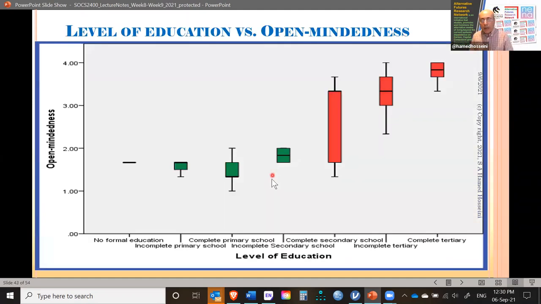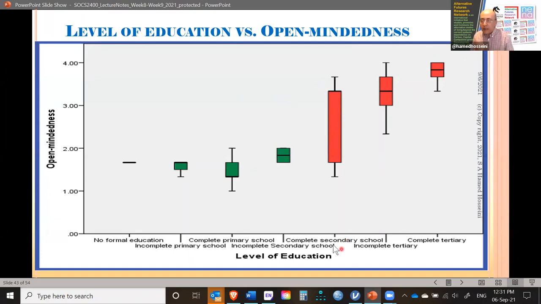Okay, how about this one in terms of education? Again, you can treat education like a continuous variable, but just to show you the box plots, because I love them, I'm treating them as if they're categorical or nominal. And here is open-mindedness. You can see that those on the higher levels of education have their boxes and medians higher, so they are showing higher levels of openness. And the less educated people are showing pretty much the same level of open-mindedness, but much lower.